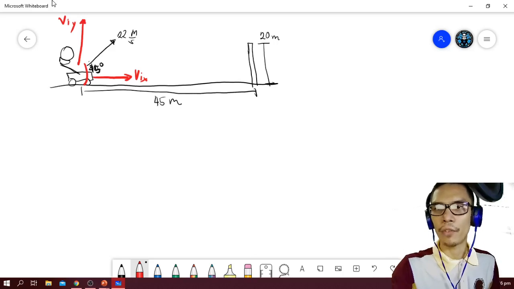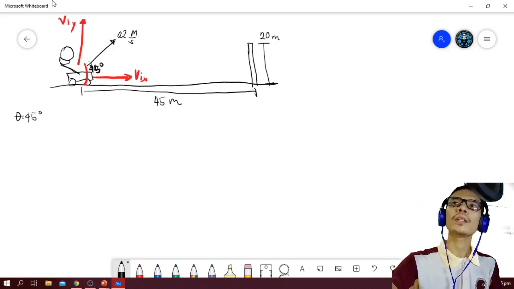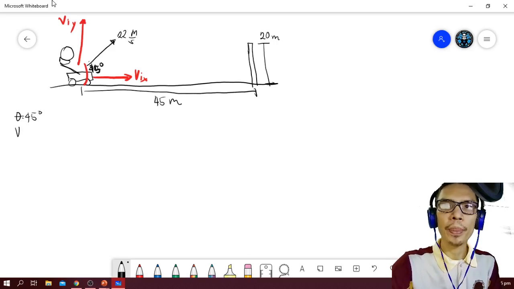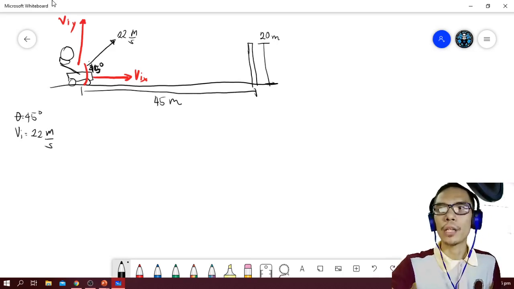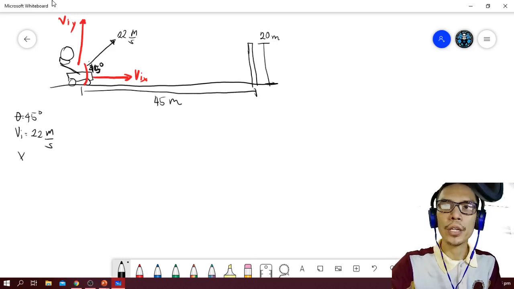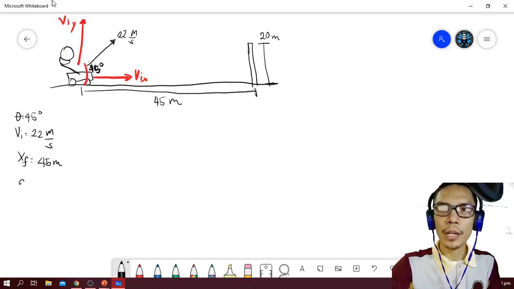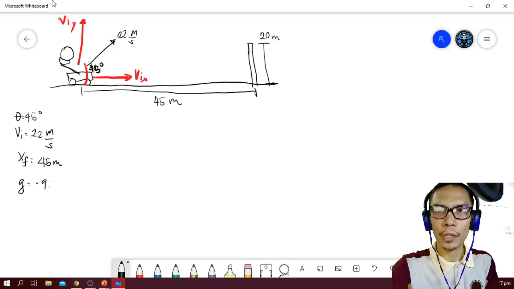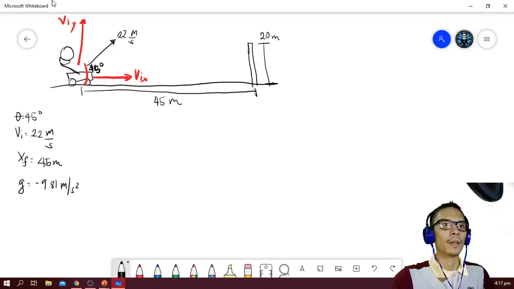So let's write down all the variables. The first one is the angle, so that is 45 degrees. Next one, the v sub i stated in the problem, that is 22 meters per second. Next one, the range is 45 meters. Next one, the acceleration due to gravity is negative 9.81 meters per second squared.